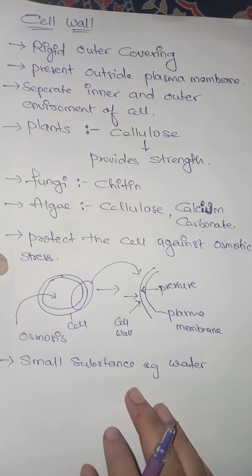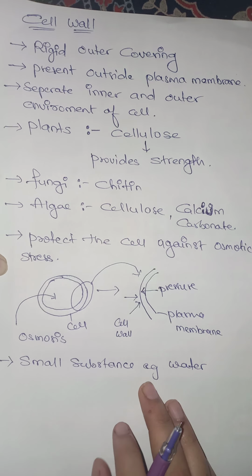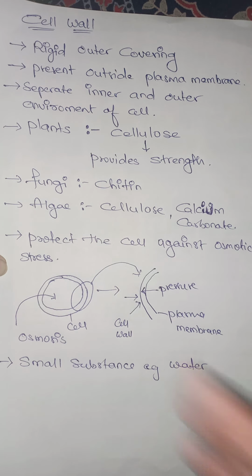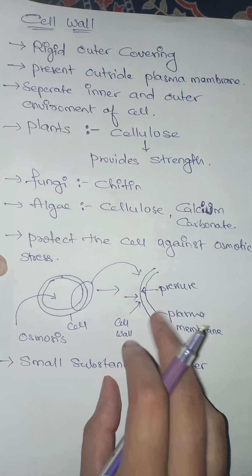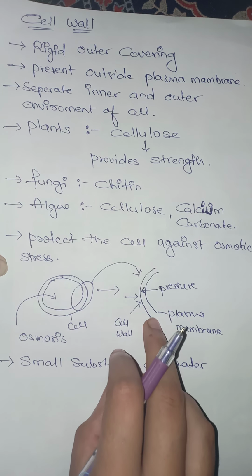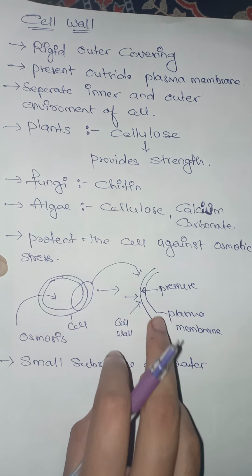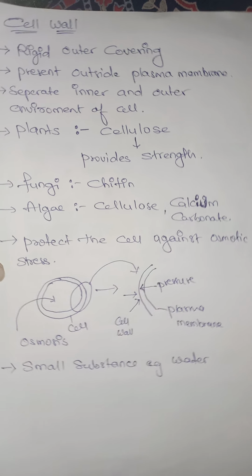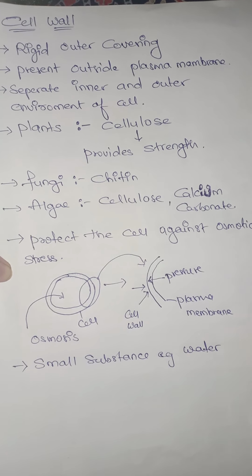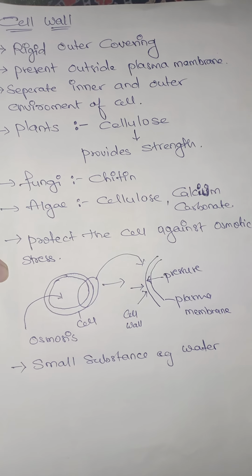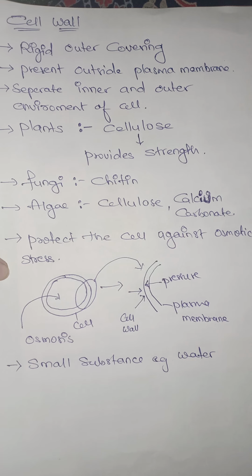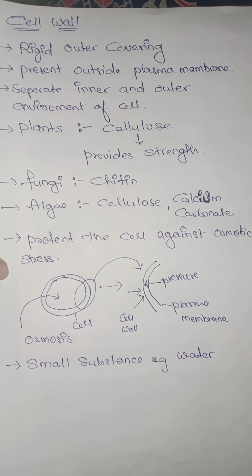So the cell wall is one of the important things which provides strength, shape and rigidity, and even helps the cell resist bursting because of osmotic stress. So this ends a small review of the cell wall, and I hope I am clear. If you have any doubt, please do let me know. Thank you.